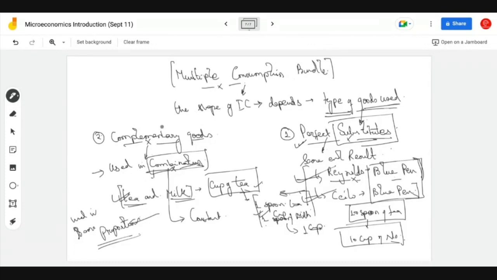Now, these are some of the examples of perfect substitutes and complementary goods. Now, between these perfect substitutes and complementary goods are your quasi or imperfect substitutes, or just substitutes. Let's say samosa and jalebi.